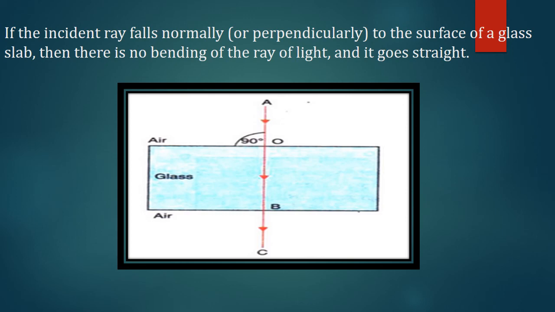So look here, a ray of light AO is incident perpendicularly to the surface of a glass slab, and O is the point of incidence. You can see that this light ray suffers no refraction and it goes through the path AOBC. So here the light ray is entering through the normal. So the angle of incidence and the angle of refraction is 0.